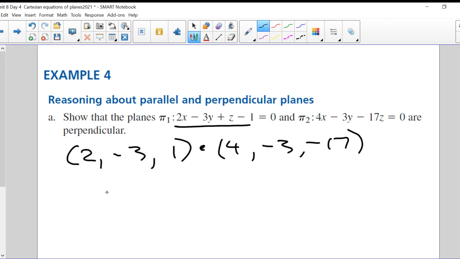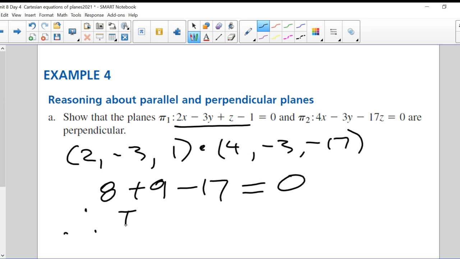So that's 4 times 2, which is 8, plus 9, minus 17. So 2 times 4 is 8. Minus 3 times minus 3 is plus 9. 1 times minus 17. And that's clearly equal to 0. Therefore, pi 1 and pi subscript 2 are perpendicular.